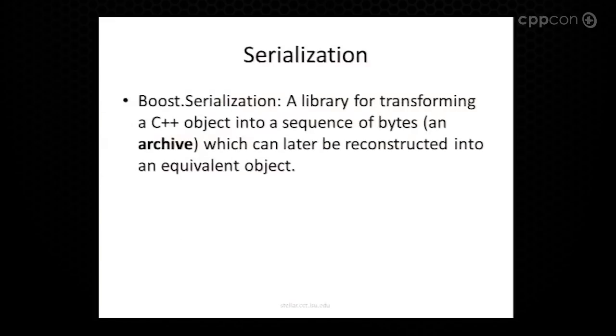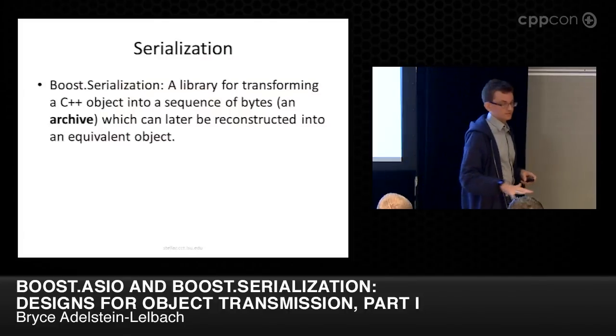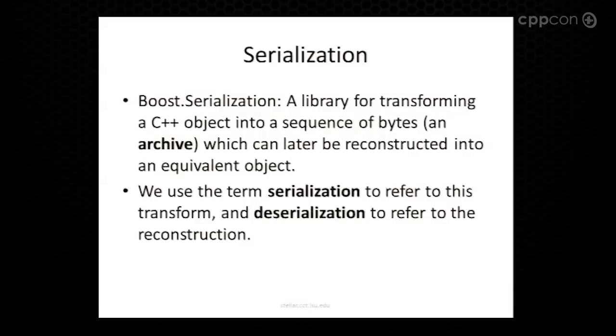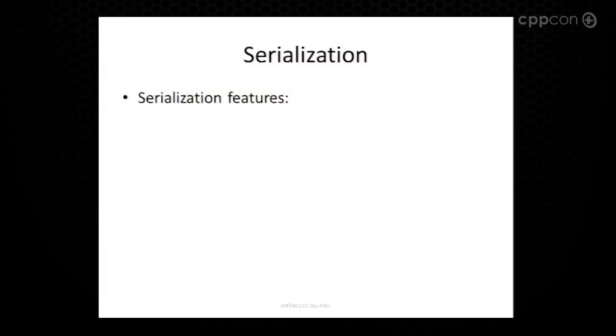All right, so on to the Boost serialization sort of intro-ish part. So Boost serialization is a library for turning C++ objects into sequences of bytes that we can later turn back into that same object in a portable fashion. So serialization is this process of turning it into the bytes, and then deserialization is turning it back into an object from that sequence of bytes. There are a number of different libraries that do stuff similar to what serialization does. You may have heard of protobuf or S11N.